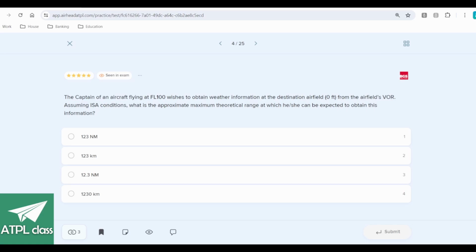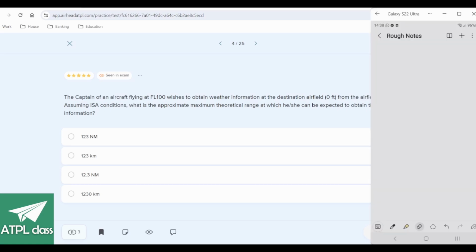If I just get my phone up quickly, we've got the formula: distance equals 1.23 times the square root of the transmitter plus the square root of the receiver. Then we just plug in some numbers, nice and easy. We don't have to do any rearranging. The transmitter is going to be 0, so we just have to think about the square root of the receiver, which is flight level 100, so 10,000 feet. So you're looking at 123 nautical miles. Remember, all these heights are in feet for this equation to work.